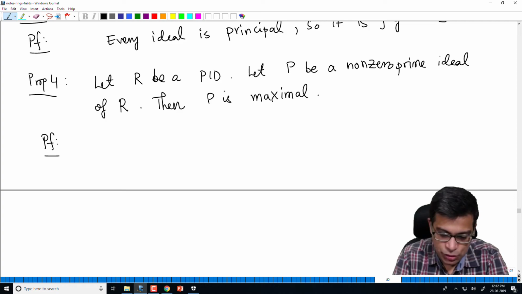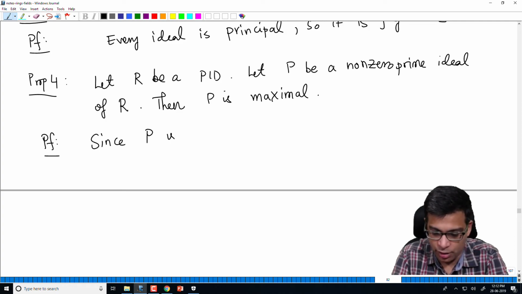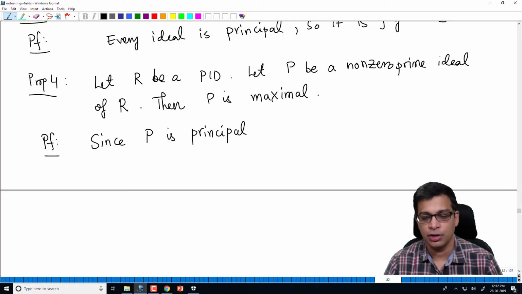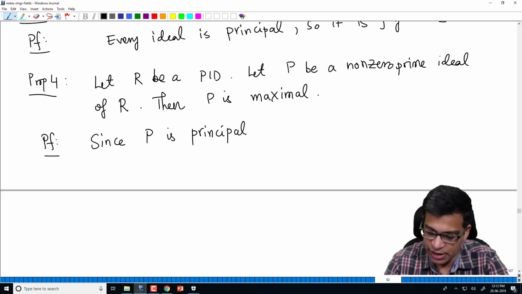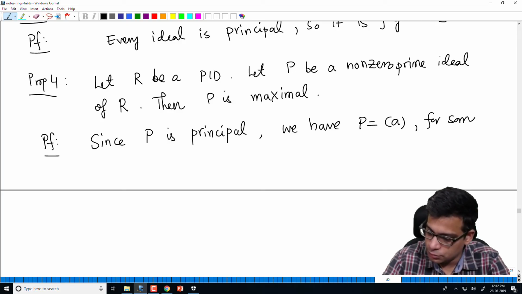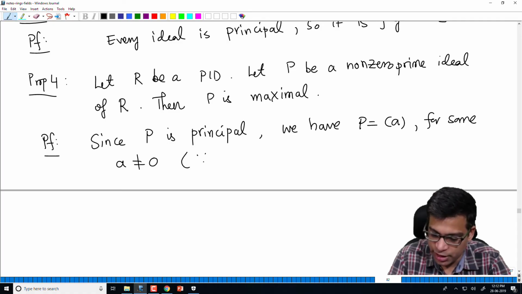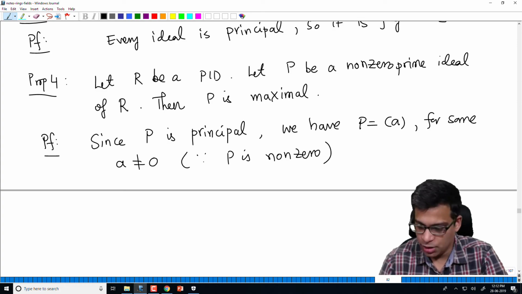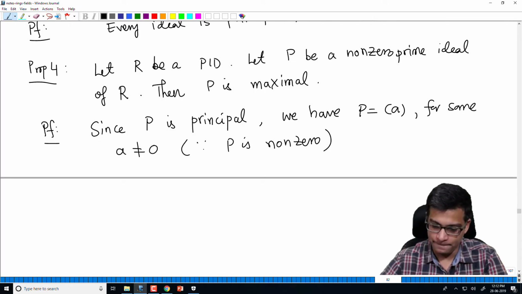So let's prove this. So since P is principal, the property of a PID that every ideal is principal is extremely powerful, as these propositions are telling you. So since P is principal, we have a generator A, let's say, for some A non-zero. Remember, that is because P is non-zero. P is non-zero means P is not the zero ideal. That means it has non-zero elements. So it is generated by a non-zero element.